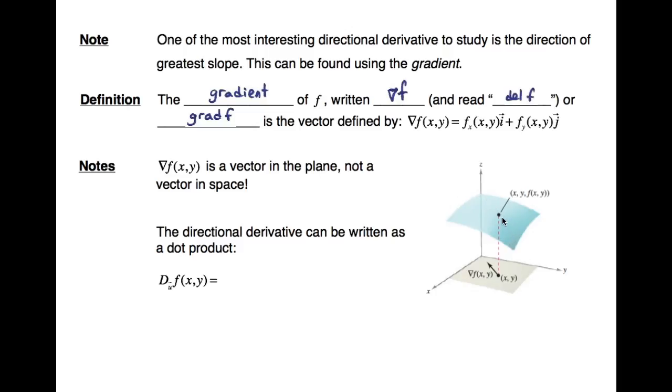This is our surface. It seems like it's curving. The direction of steepest slope would be somewhere in this direction. The gradient is a horizontal vector in the xy plane, but it does point in the correct direction. The directional derivative can be written as a dot product: D_u f equals del f dot product vector u.